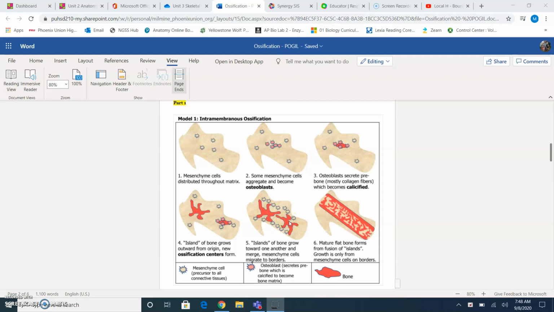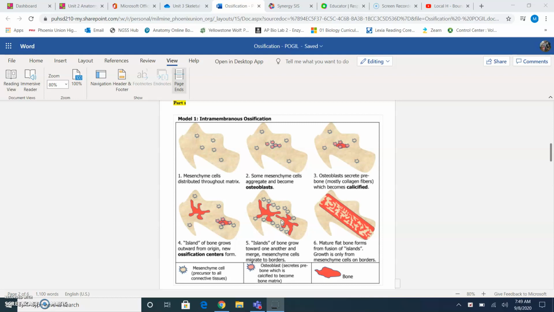In step 5, I now see two islands that have formed. I see that the mesenchyme cells have moved to the edges of the bone, and I see that these islands start to expand outwards, and as this one moves this way, and as this one moves this way, they eventually will fuse together, forming no longer two islands, but one large mass of bone.